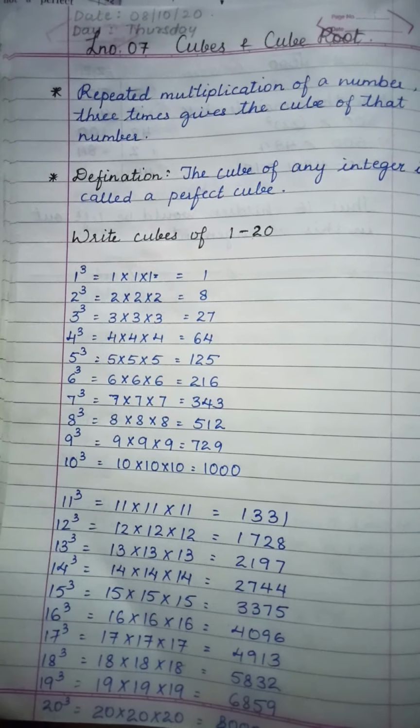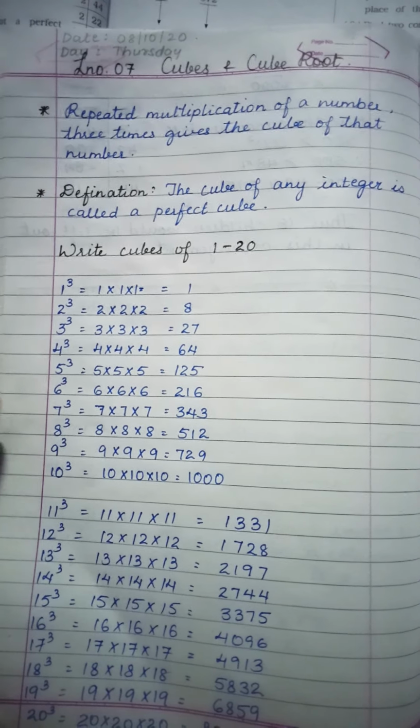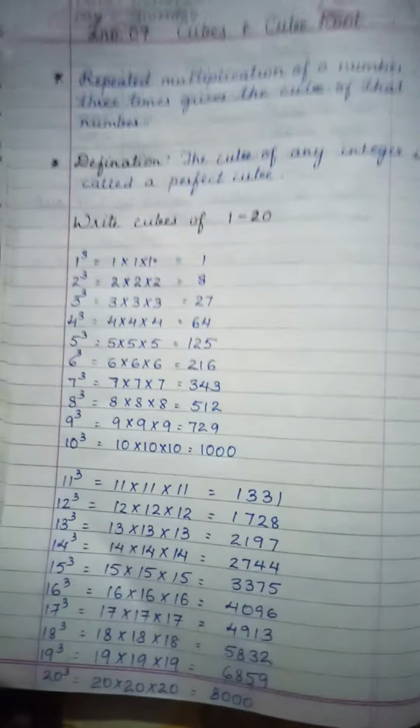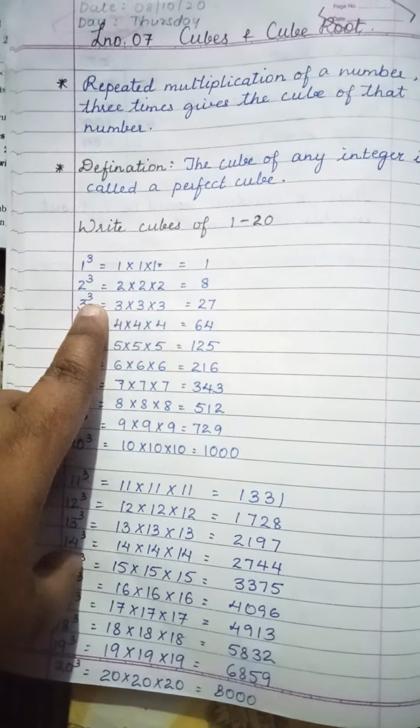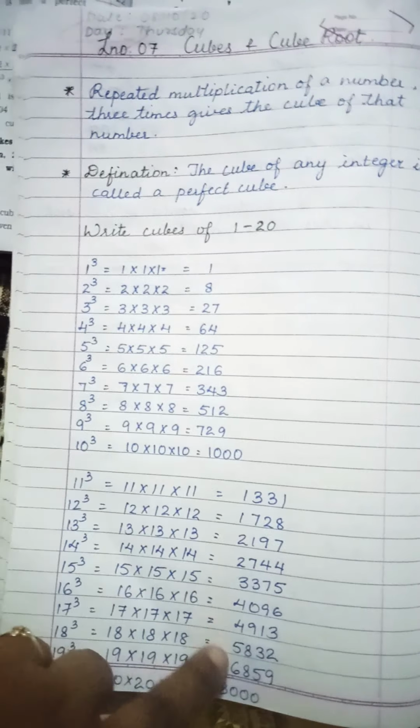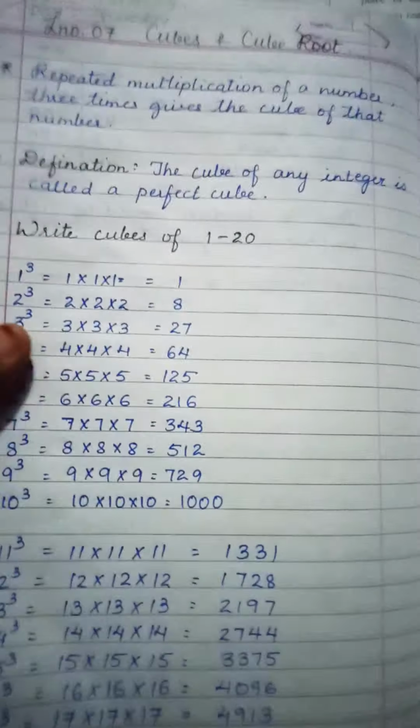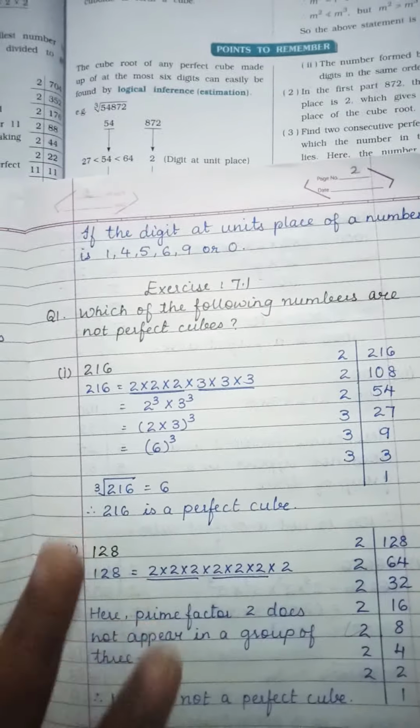The definition is: cube of any integer is called a perfect cube. So here I have written the cubes of numbers 1 to 20. So 1 cube is 1, 2 cube is 8, 3 cube is 27, and in this way you have to memorize these cubes. Okay, now just see the exercise. In the exercise, how to find a perfect cube.